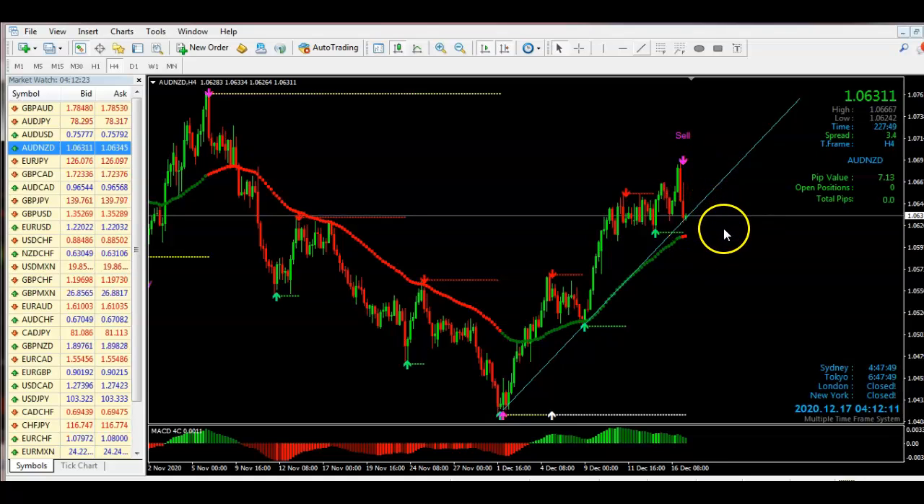Just wait for the trend line to clearly break down. If it breaks the 50, even better. That's a good trade. Okay. That's AUD NCD. AJ, AUD NCD. What else?